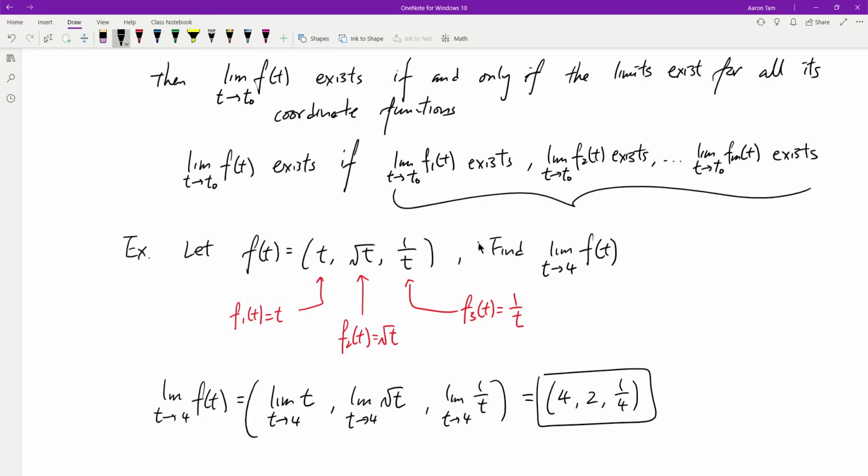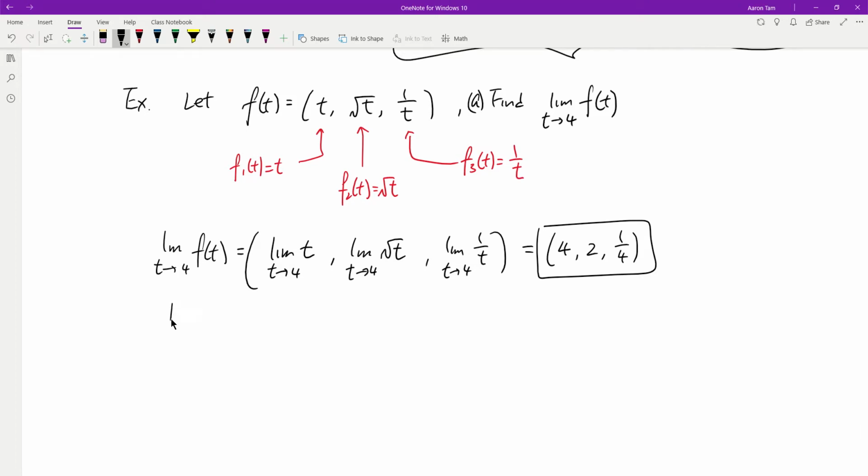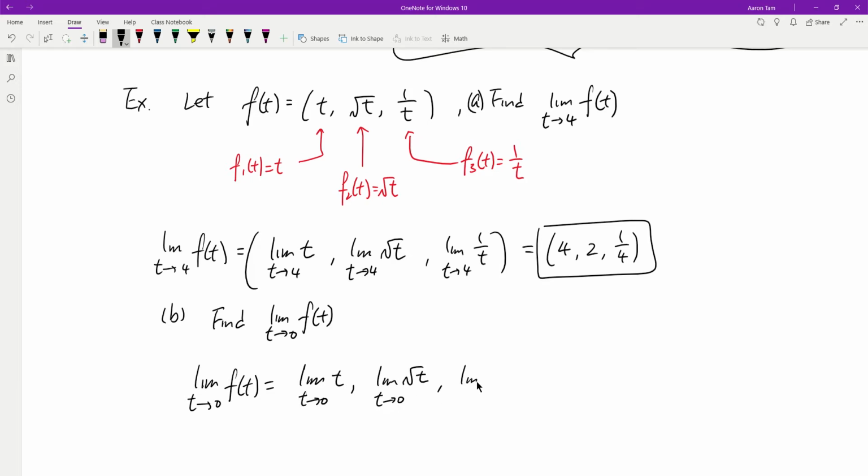Now, to give you a counterexample, what happens if this? So I'm going to call this, let's say, A, for instance. So now what if I ask for, let's say, B? What if I ask for this? Let's say I want to find out what happens to the limit as t approaches 0. And so we probably already noticed what's the issue here. But let's go through this and see. So let's say the limit as t approaches 0 of f of t. That would mean it's the limit as t approaches 0 of t, the limit as t approaches 0 of radical t, and the limit as t approaches 0 of 1 over t.